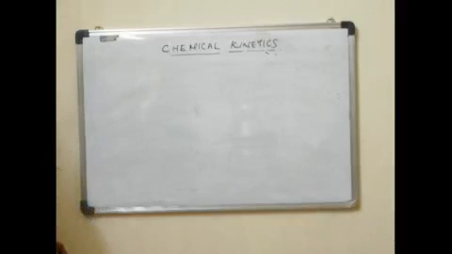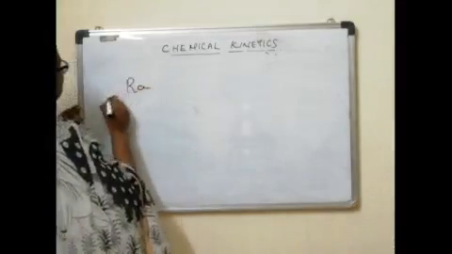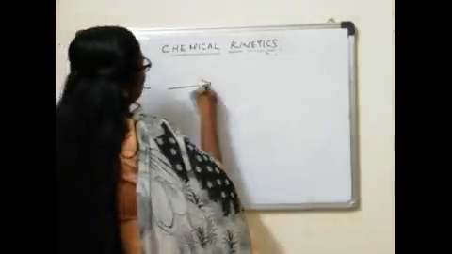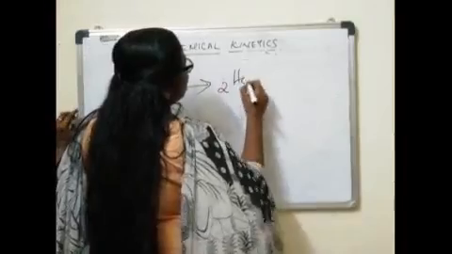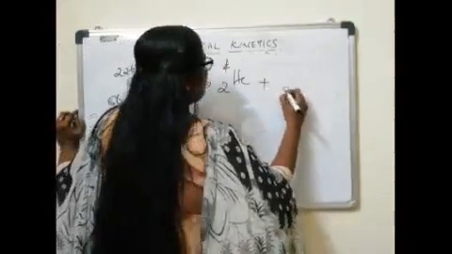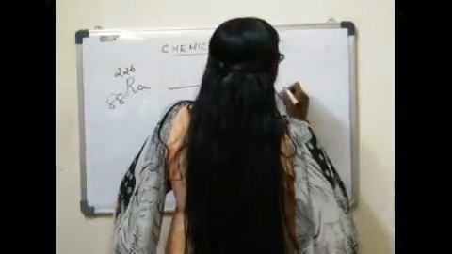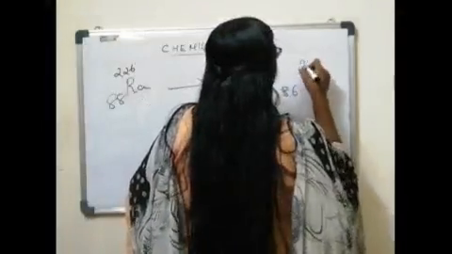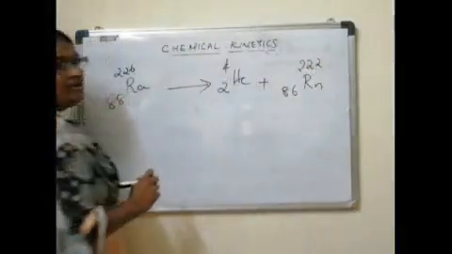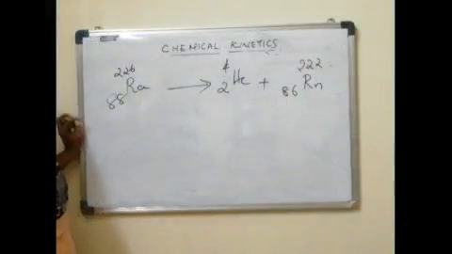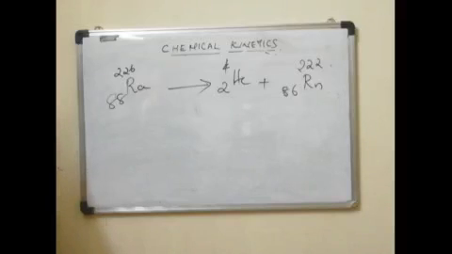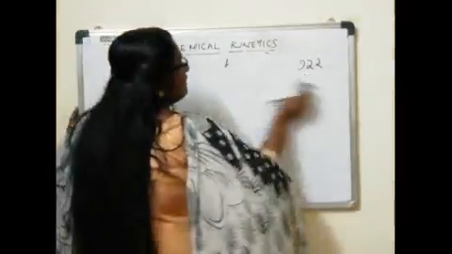For example, the disintegration of radium-226, atomic number 88, disintegrates with the liberation of an alpha particle, helium 4, 2, to give radon 86, 222. This is an example of a first order reaction. Then another, almost all decomposition reactions, for example decomposition of N2O5 and N2O are some examples of first order reaction. So study these examples.